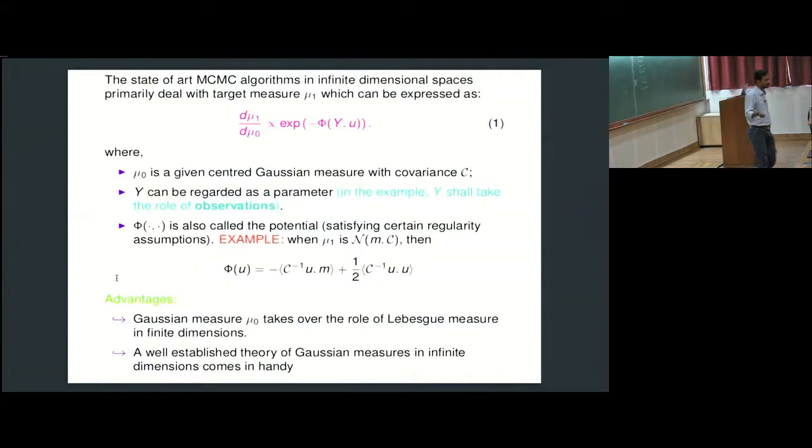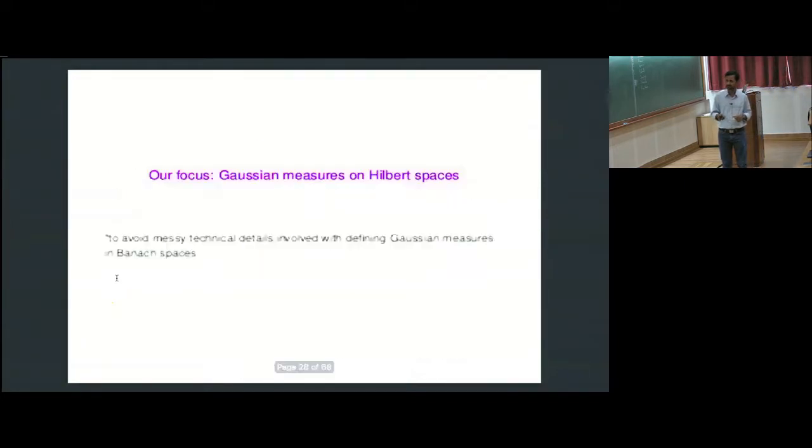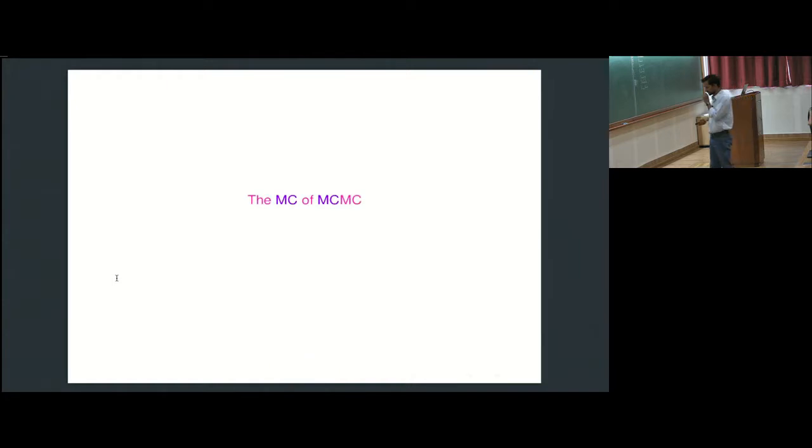The advantage of being in this framework is, first, we are dealing with Gaussian measures, and we know quite a bit about Gaussian measures already. So all that theory comes in handy in proving many, many theorems. And also, we just saw that the role of Lebesgue measure is replaced by the Gaussian measure. So that's very, very crucial to our analysis. Just once again, we are not talking about Banach spaces, we'll be focusing only on Hilbert spaces just because we have a nice basis and we have an expansion. So let's begin with the MC part of the MCMC, which is the Markov chain part.